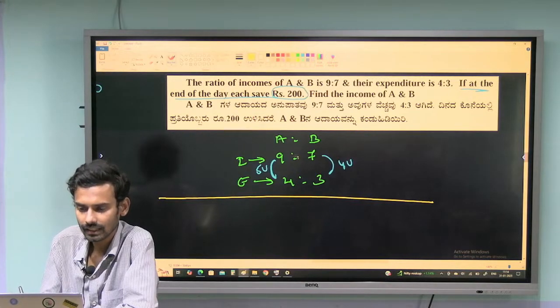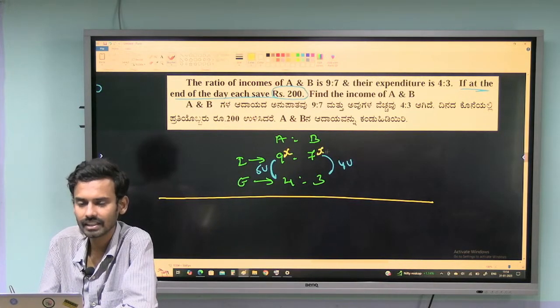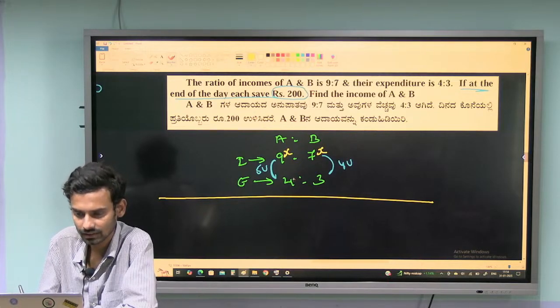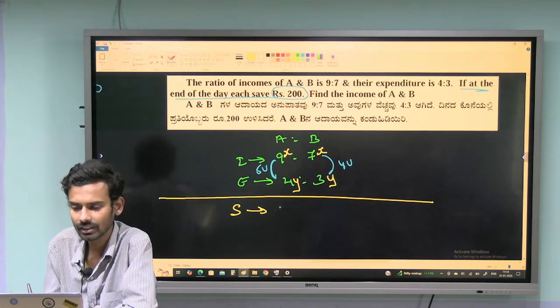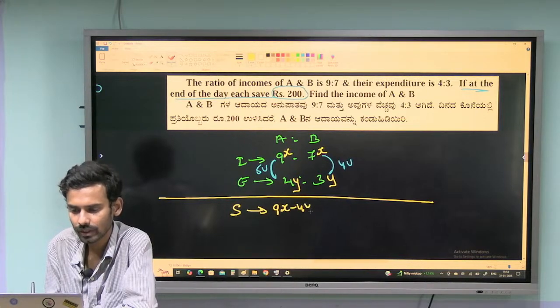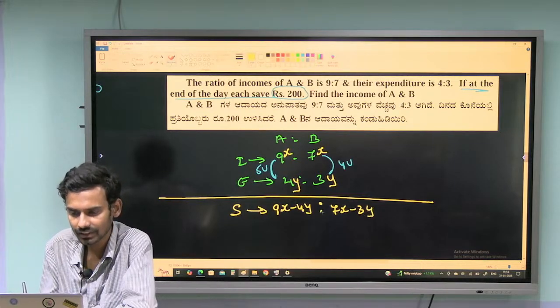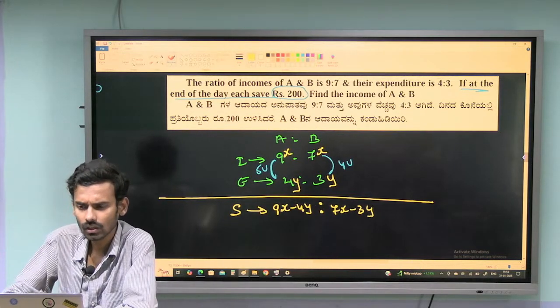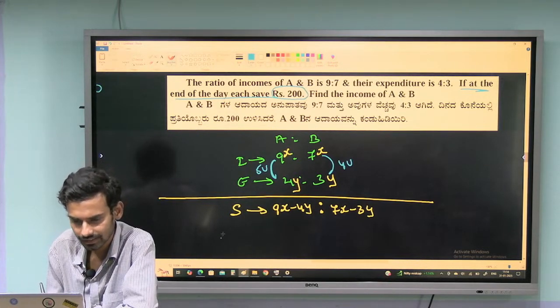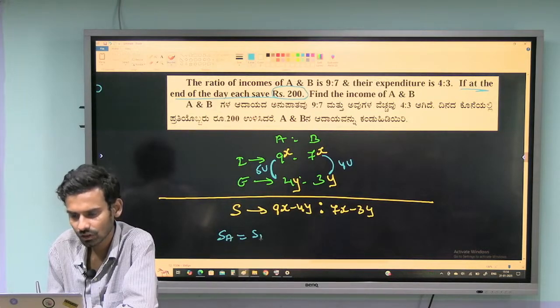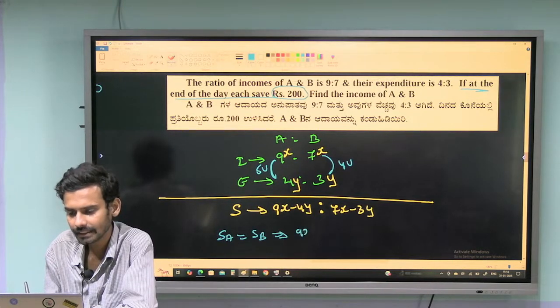So the income of A is 9x and the income of B is 7x, the expenditure of A is 4y and the expenditure of B is 3y. Saving is nothing but income minus expenditure. So the saving of A will be 9x minus 4y and the saving of B will be 7x minus 3y. According to the question, both make savings of 200 rupees, which is equal. So 9x minus 4y should be equal to 7x minus 3y.